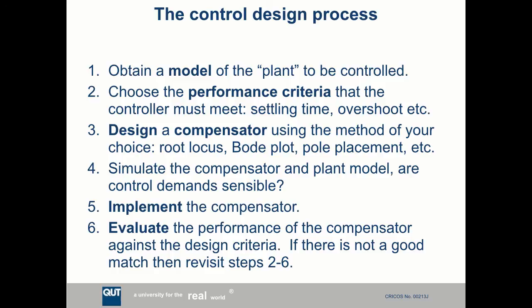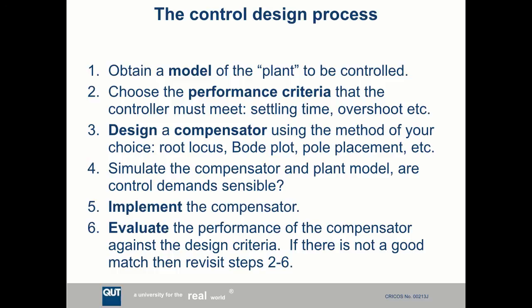when it's working well. And then there's a whole range of ways of designing compensators in continuous time, in discrete time, in transfer function form, in state space form. Right? There's no one right way. It depends a bit on the complexity of the system, depends a bit also on what you know best. But you design a compensator.